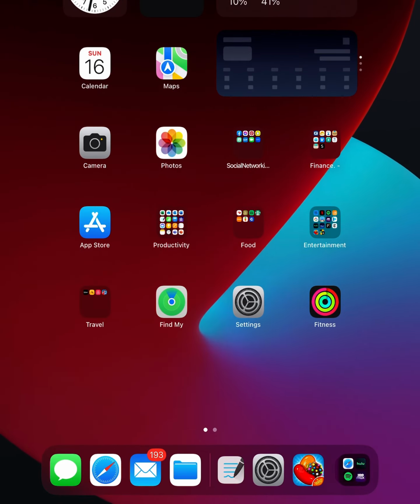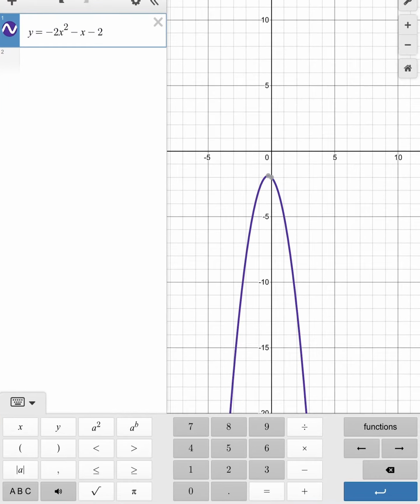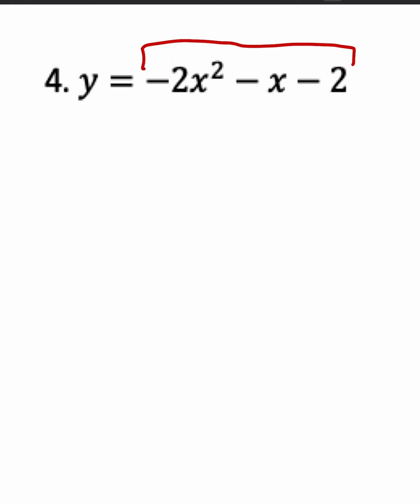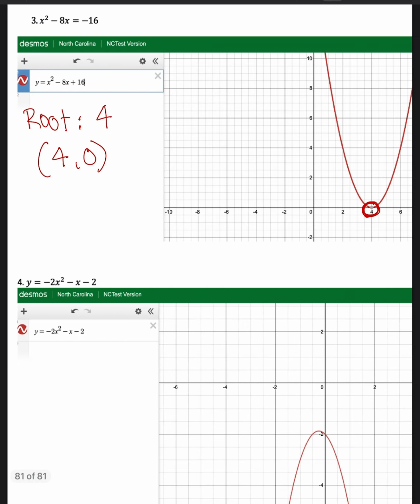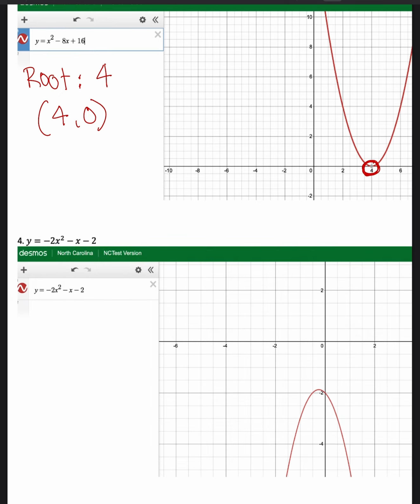So going over to our picture in our notes, it never crosses that x-axis. So because it never crosses that x-axis, we're going to say that we have no real number solutions.